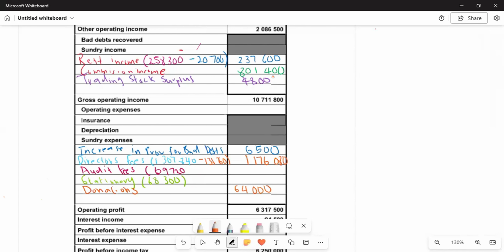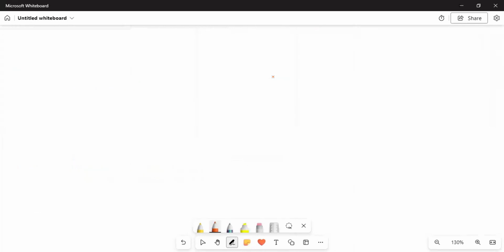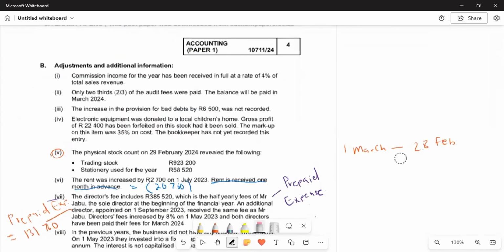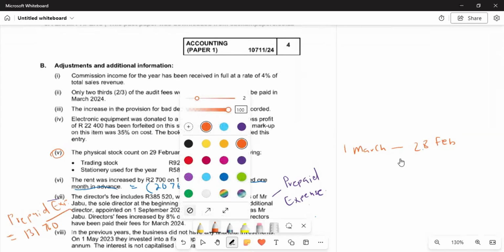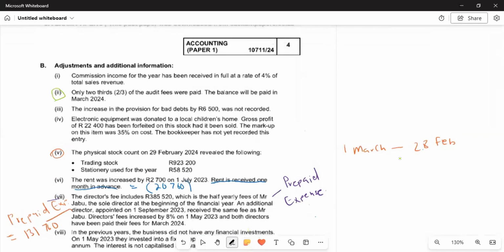Right. Now, this is all for director's fees. Now, let's move to audit fees. Let me see if there's any information relating to audit fees. Now, information 2, here, let me highlight it. So this is the information relating to my audit fees. And it says only 2/3 of the audit fees were paid. The balance will be paid on March 2024. Now, even though we are going to pay the balance in March, which is next year, for the mere fact that this expense is for this year, we need to recognize all this expense this year, right? All the balance that we owe for audit fees needs to be recognized this year, even though we're going to pay some of that balance next year, right?